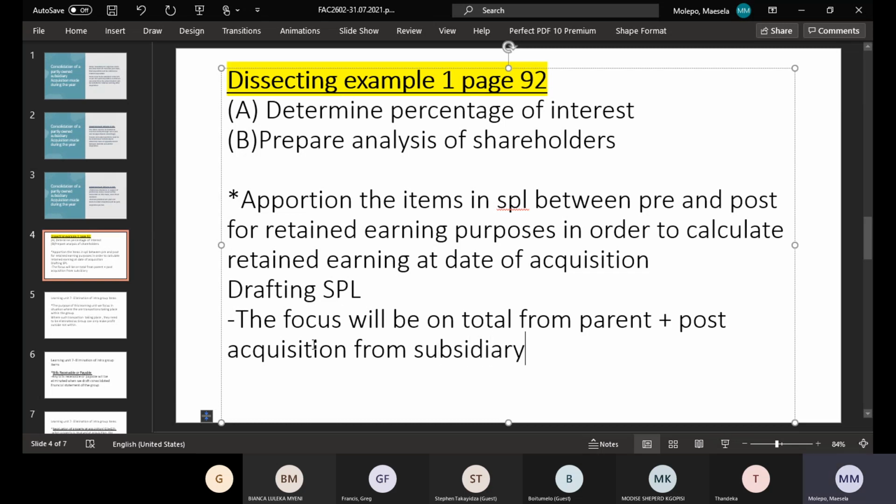So anything that happened on the post side is the one going to go to the statement of profit and loss, because the one that happened in the pre, they were eliminated at the acquisition when we were drafting our analysis of shareholders and also doing the pro forma journals. So those ones, they were eliminated. They are no longer forming part of the group. So now we go to the post part. So anything, if you go to page 96, whatever happened between 1 July 2002 to 31/12 is the one going to be included in your statement of profit and loss.